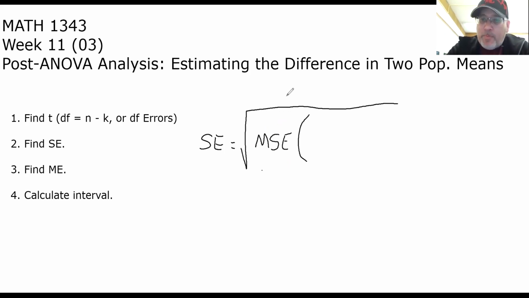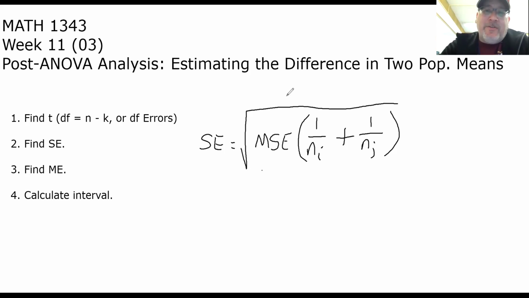And then after that, we have some open parentheses where we have the sum of the reciprocals, so 1 over the two sample sizes from the two populations whose difference in means we're estimating. So we'll say n_i and n_j. Again, two populations means two samples, which means two sample sizes. It's not a difficult formula to set up, but if you're not careful, you can put it in your calculator incorrectly. Margin of error, not really much to discuss there. As usual, it's the product of the first and second results.